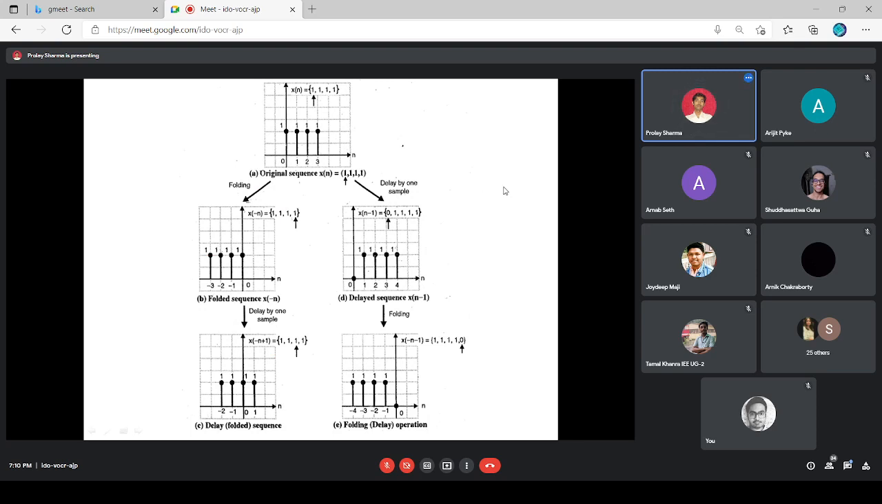So this is our original signal we have taken. First, this is folding. We have folded the signal, that is x[n] to x[-n], the signal is completely transformed to the left hand side. Now if we delay the signal by 1 unit, the signal will be shifted towards the right hand side. If the signal is delayed by 1 sample, the signal is shifted towards the right hand side by 1 unit. So this is the delayed signal.